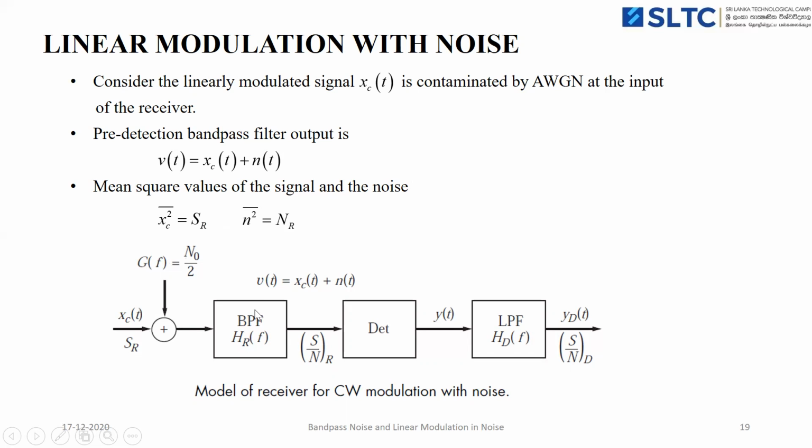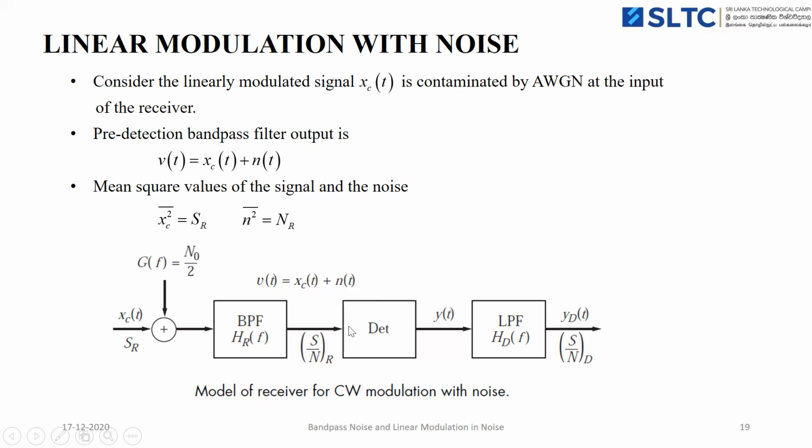The main thing in the linear modulation based receiver is that at the receiver side, it consists of the bandpass filter, detector and then low pass filter. For the bandpass filter, the response is H_R(f), and for the low pass filter, it has the frequency response H_D(f). Now we can assume that the combined signal and noise is given to the bandpass filter. Then the output of the bandpass filter is v(t), which is equal to x_c(t) plus n(t), where n(t) is the bandpass noise because it is the output of the bandpass filter. Here we can measure the signal to noise ratio, that is (S/N)_R, the signal to noise ratio of the receiver.